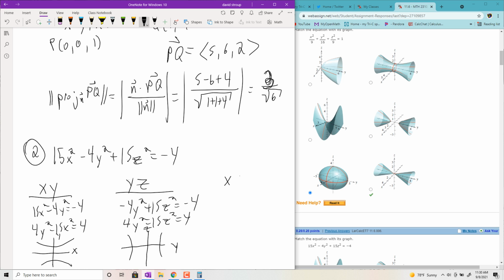And then xz, 15x squared plus 15z squared equals negative 4. That's the one where there's nothing in there, so automatically that tells you it's a hyperboloid of 2 sheets.